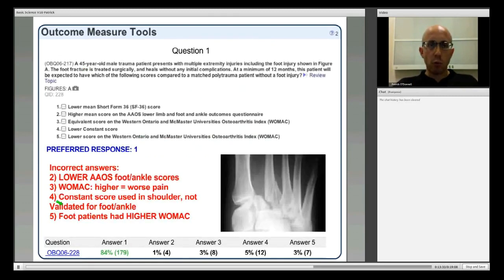Back to the question: a 45-year-old male, multiply injured, foot injury shown, at a minimum of 12 months. This patient will be expected to have which of the following scores compared to a matched polytraumatized patient without a foot injury? Well, the correct answer is 1, lower mean SF-36 score. 84% of you got this correct. That's awesome.